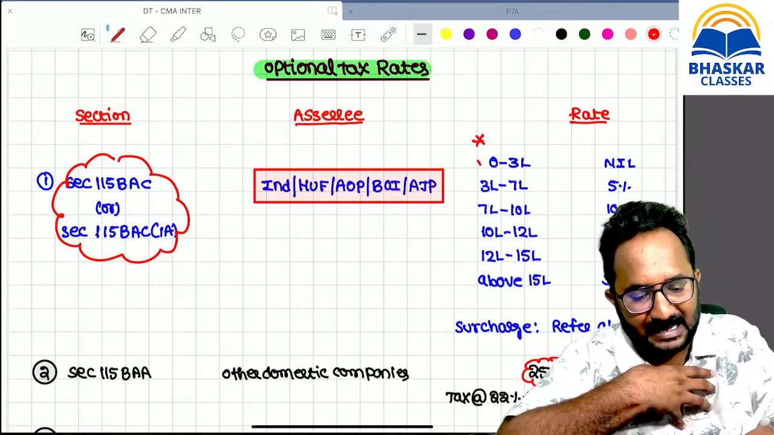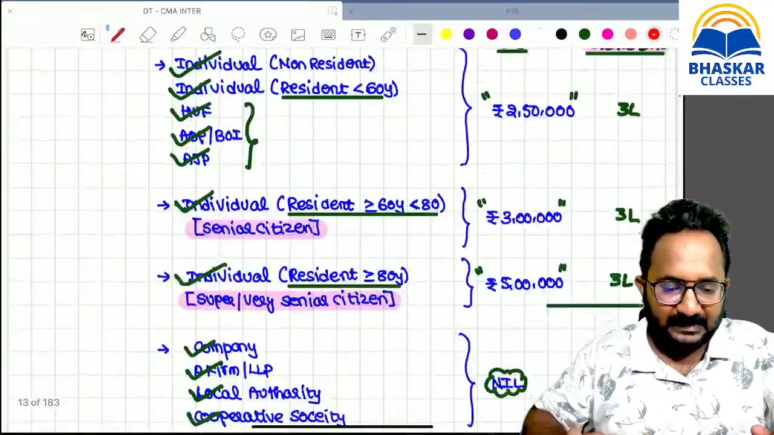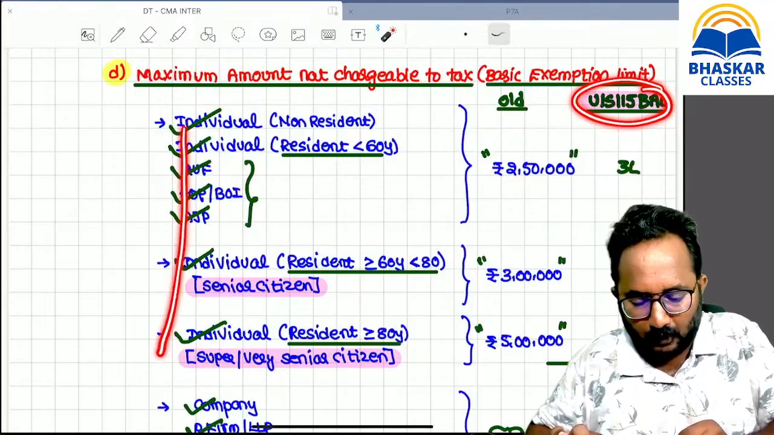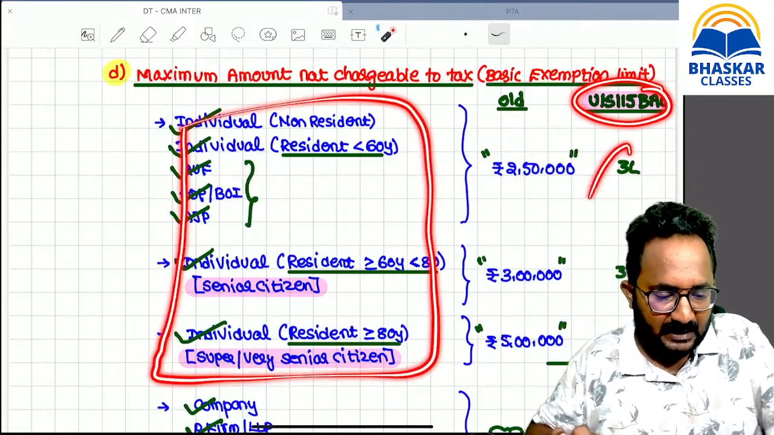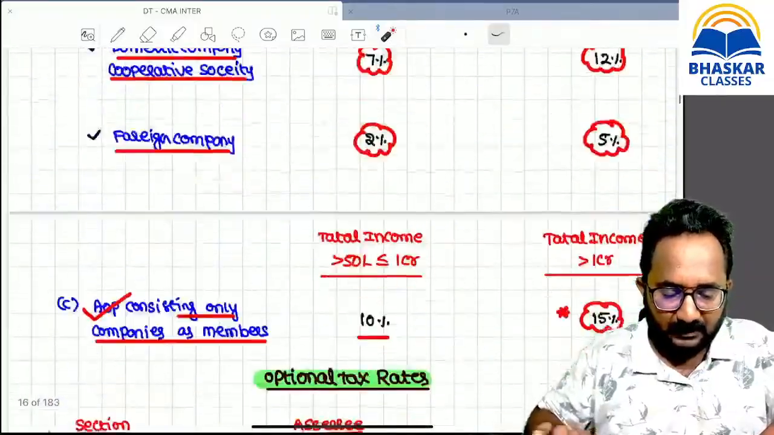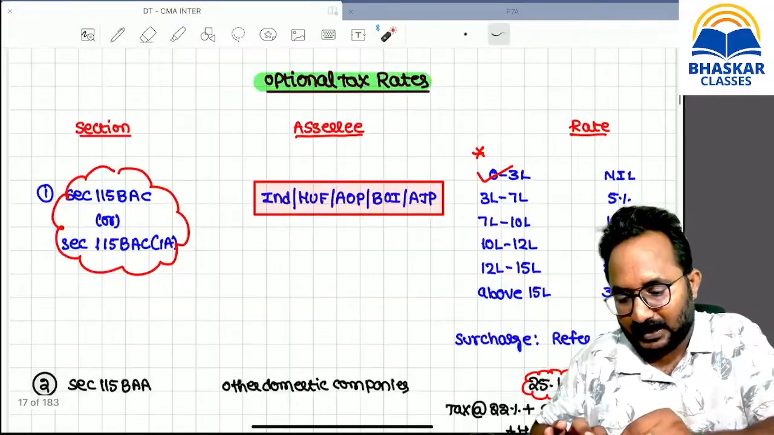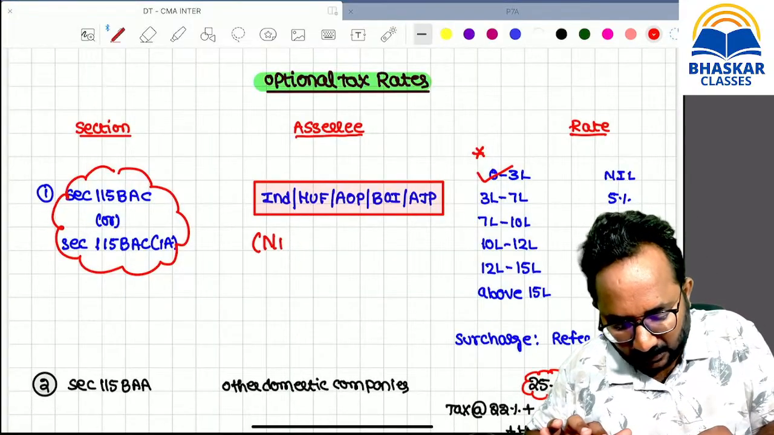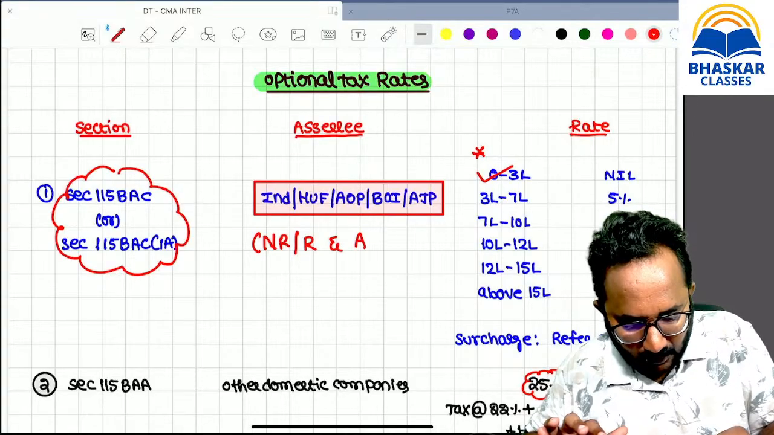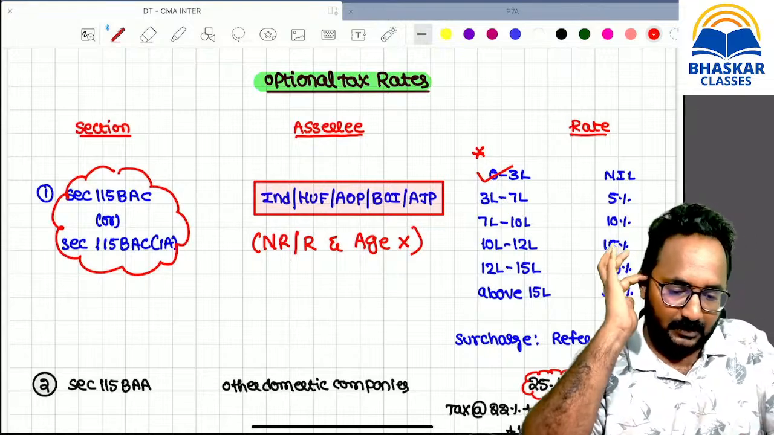0 to 3 lakh, nil. I already told you: the basic exemption limit under section 115BAC for individual, HUF, AOP, BOI, AJP is 3 lakh only. That's why up to 3 lakh. There is no age classification, and there is no residential status either. Remember, directly 3 lakh, whether resident or non-resident. Always the basic exemption limit is 3 lakh.